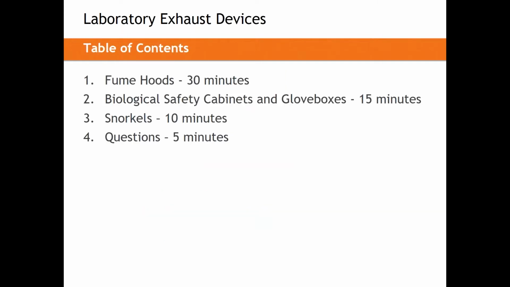Today's agenda, what I'd like to go through with you guys today is about a half an hour on fume hoods, about 15 minutes on biological safety cabinets. Sometimes some of them are called glove boxes as well. We'll talk for about 10 minutes about snorkels, and hopefully we'll have about 5 to 10 minutes for questions right at the end.